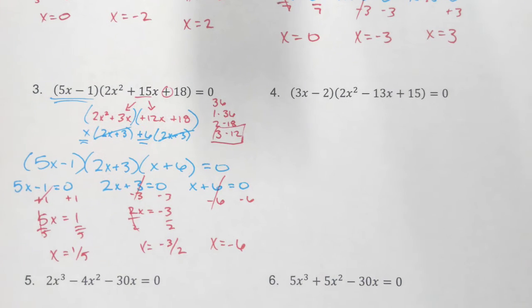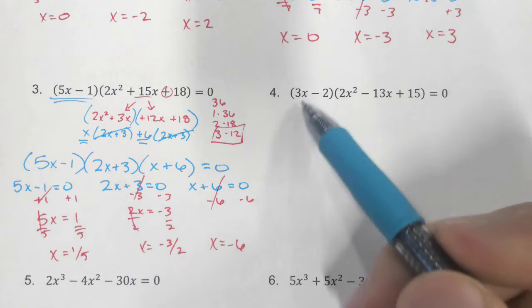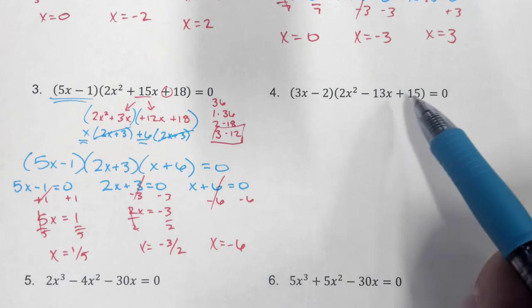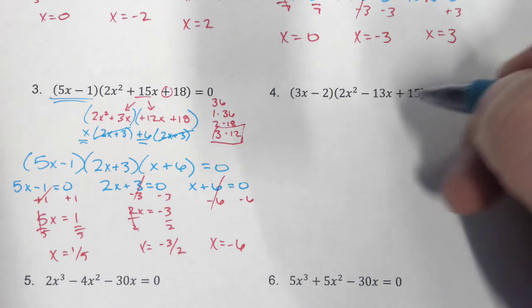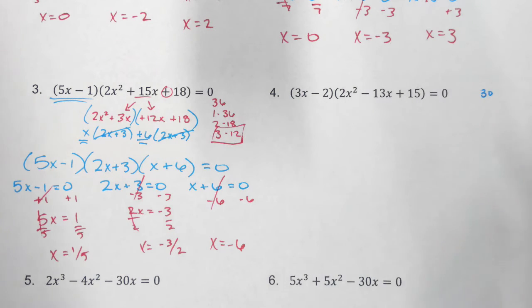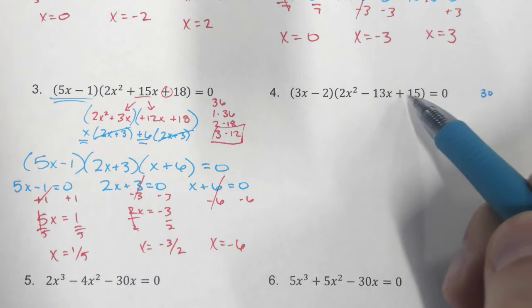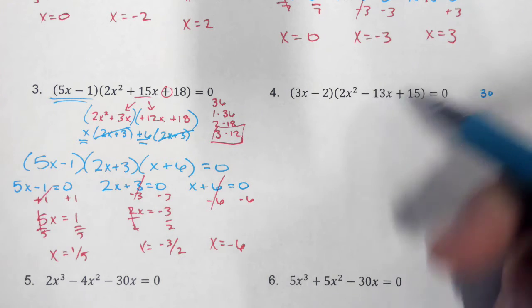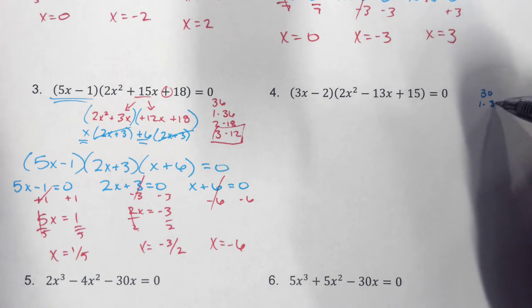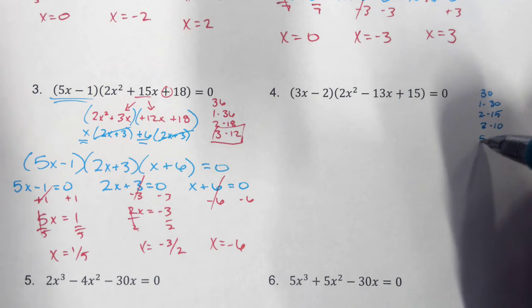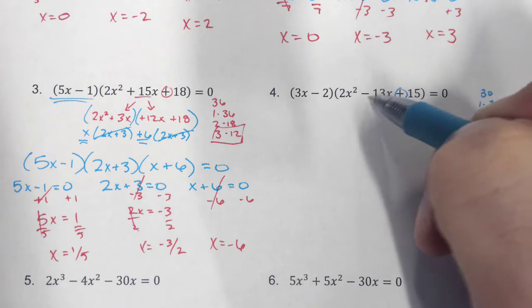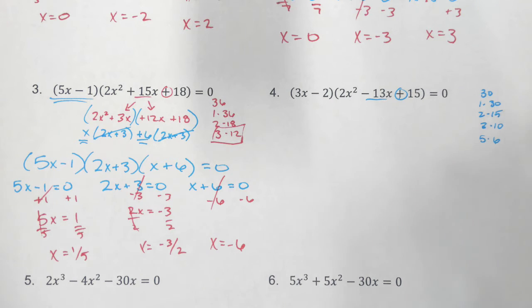All right, next one, number 4, same thing. Don't distribute. Just look at that second trinomial and make your magic number 2 times 15 of 30. So we're looking at the factors of 30 that add to 13. So you've got 1 times 30, 2 times 15, 3 times 10, and 5 times 6. Which of these add and make 13? Of course, 3 and 10 add to 13.